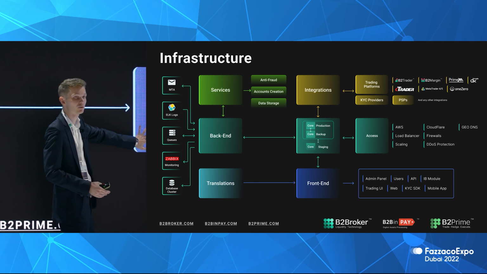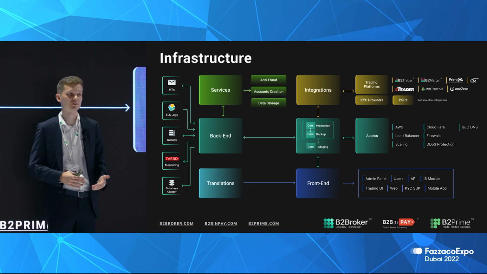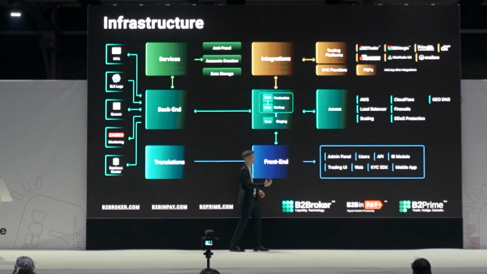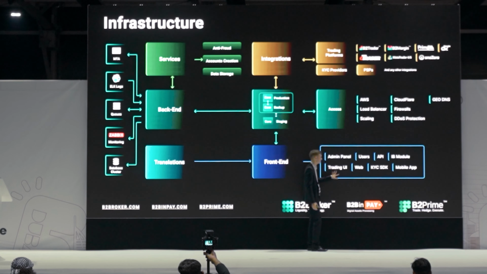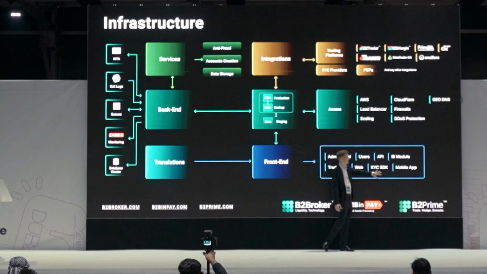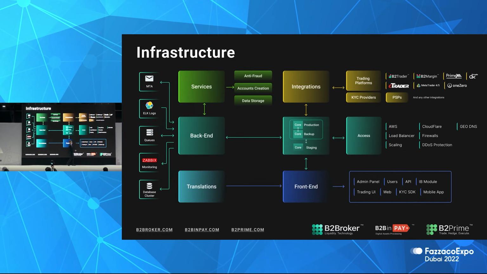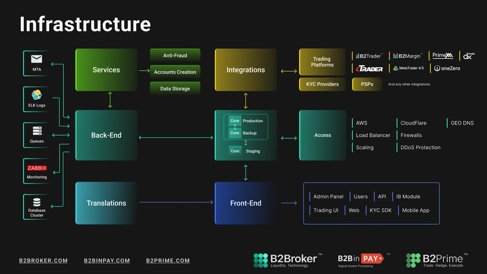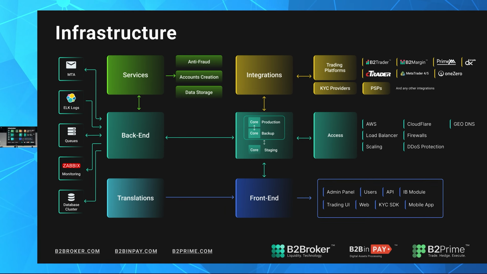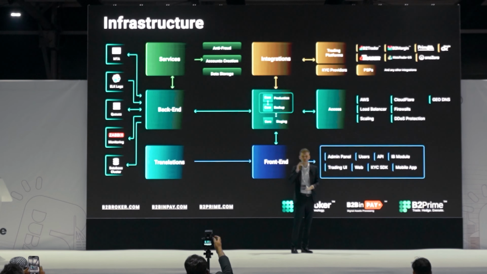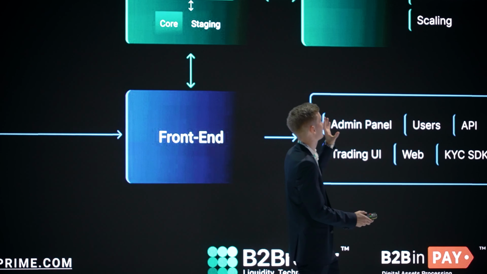Of course, the front end is for the end users to keep track of their activities and to actually make all of the activities. This is where the trading UI stands by, the web, the KYC SDK, the mobile application, of course, and the IB module. And in the access, I explained about basically the security of the IT part. Everything is hosted on AWS and secured by Cloudflare from any types of DDoS attacks, because you can put it on the DDoS mode. There is a load balancer, there are firewalls.